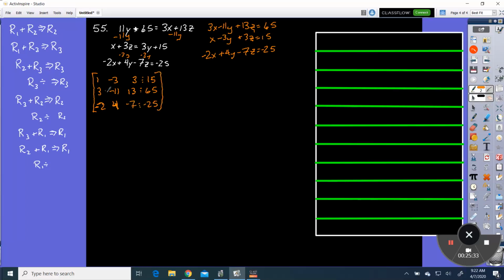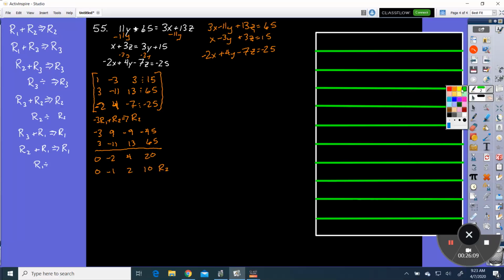Okay, so right off, I'm going to multiply row 1 by negative 3. So negative 3 times row 1, add it to row 2, and it's going to make a new row 2. So this is going to be negative 3, 9, negative 9, negative 45. And this is going to be 3, negative 11, 13, 65. So I now have 0, negative 2, 4, and 20. Since these are all divisible by 2, I'm going to do that: 0, negative 1, 2, 10. So this is my new row 2.